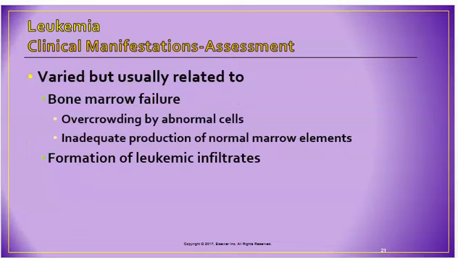Okay, clinical manifestations, they're varied. It's usually related to the bone marrow not doing well because it's overcrowded by those abnormal cells. So what ends up happening? Take a look at table 30-24 in Lewis 10th edition. AML, ALL, CML, and CLL. Compare and contrast the clinical manifestations. Good review for you.